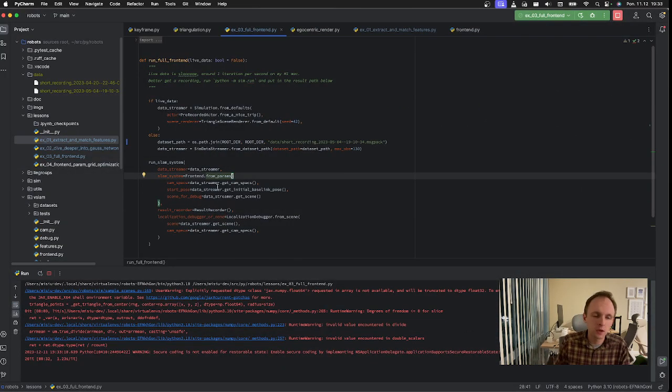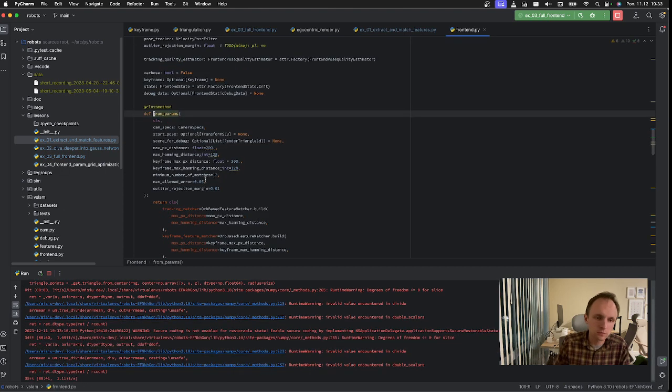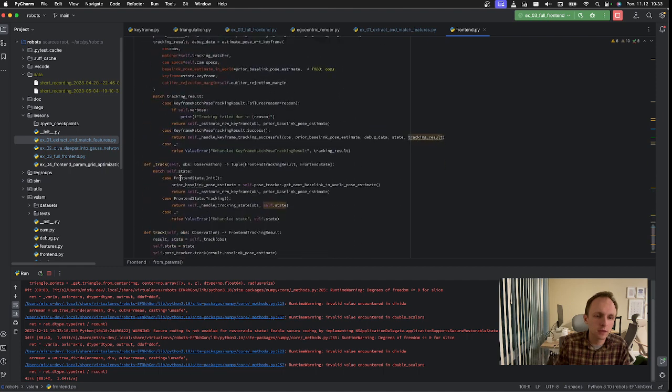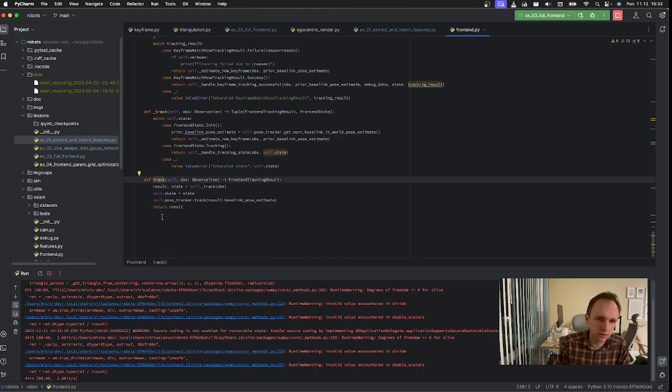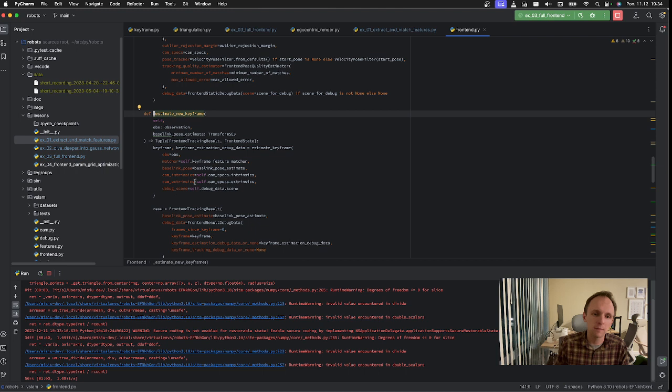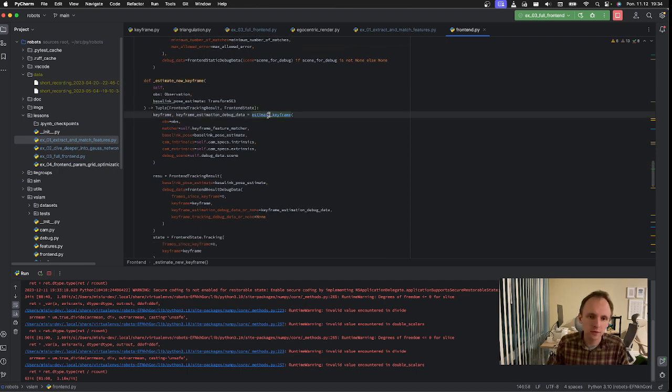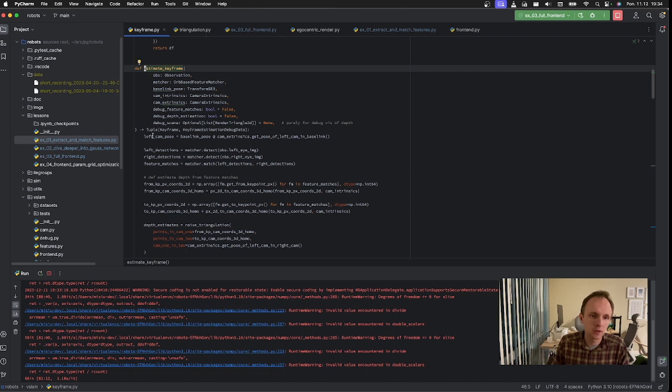And then when I go into this front end thing, this front end is what has the actual tracking. So here's the entry point, track. This is the main function for this thing. Then it goes to pose tracker track, and it goes to estimate new keyframe. And in this estimate new keyframe, this is where we do the triangulation, just to get the first idea of how deep the points are. So here's the estimate keyframe. Let's go deeper, go inside.